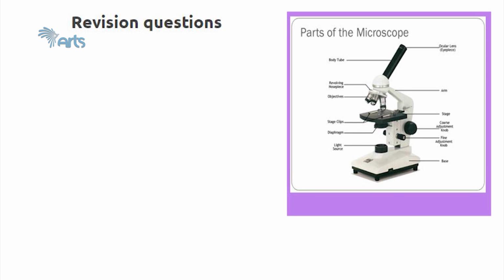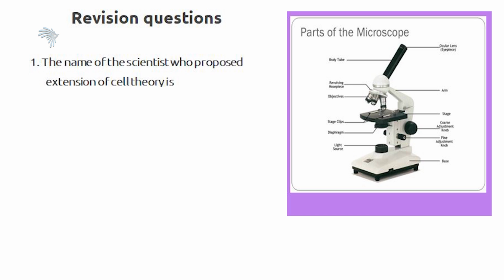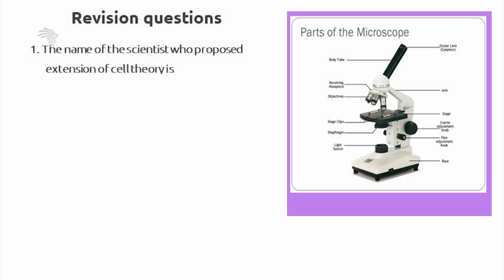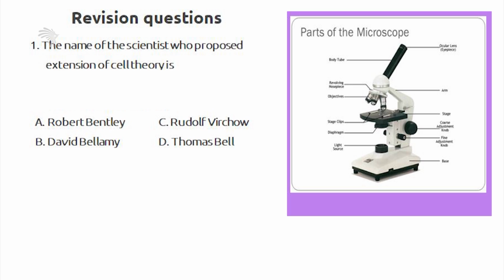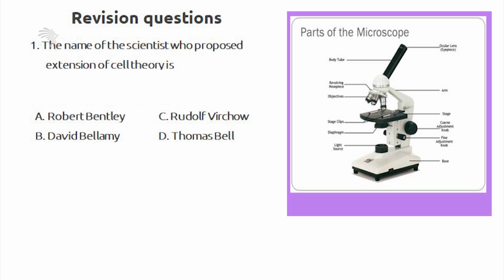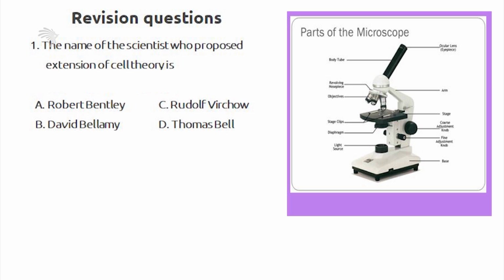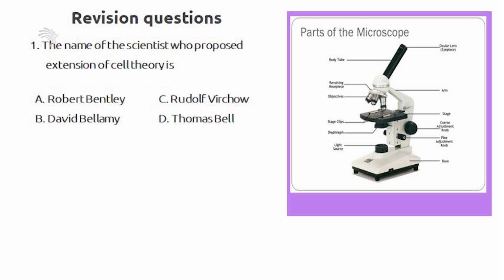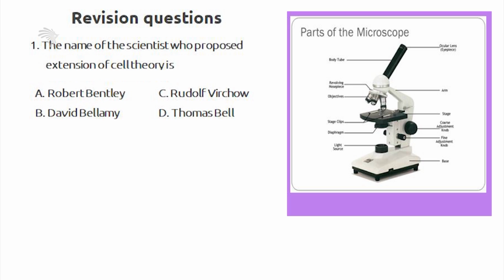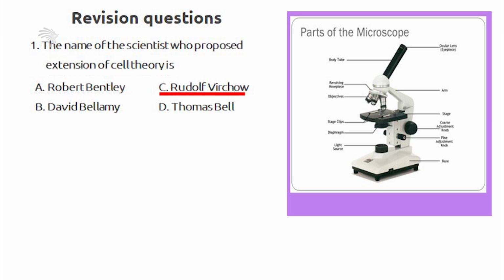So here the first question is, the name of the scientist who proposed the extension of the cell theory is A. Robert Bentley, B. David Bellamy, C. Rudolf Virchow, D. Thomas Bell. Student, if you have answered C, you are correct. Rudolf Virchow is the first scientist who proposed the extension of the cell theory.